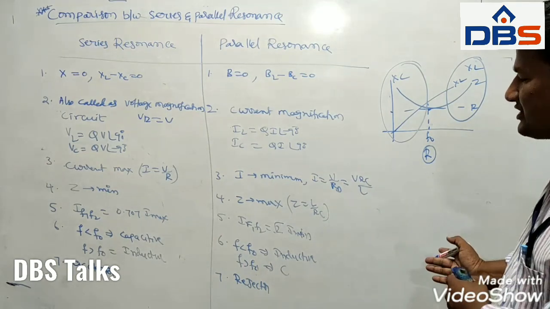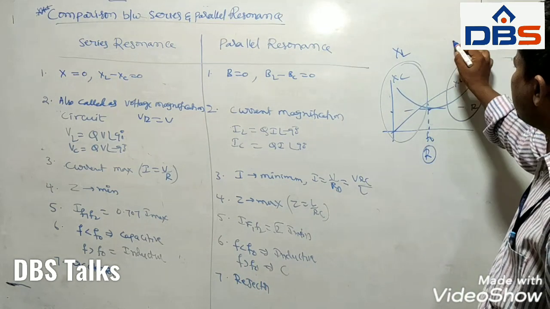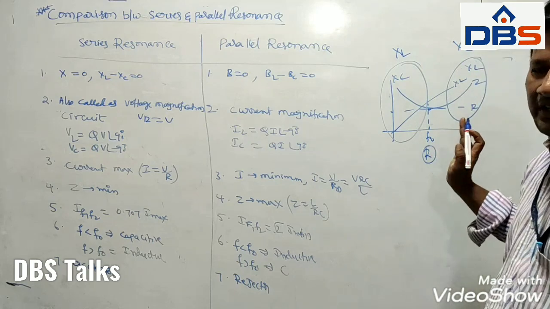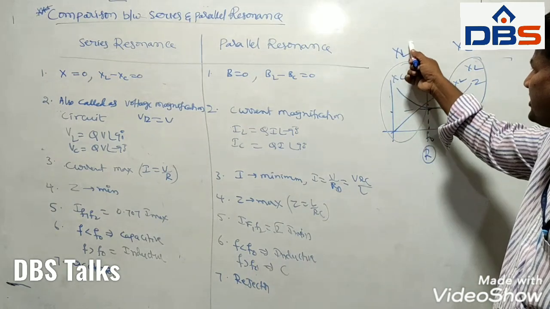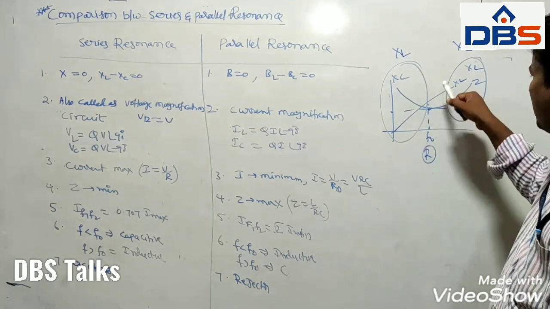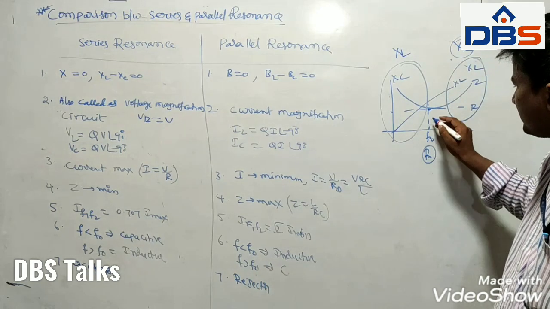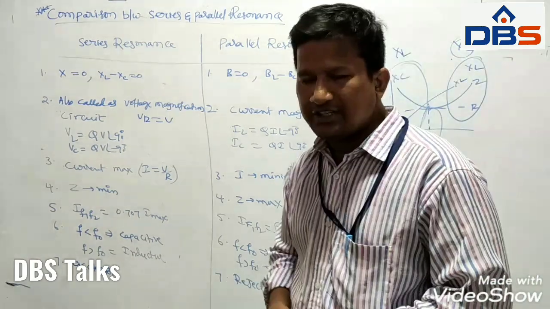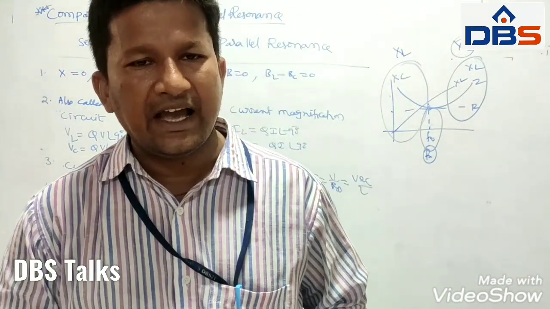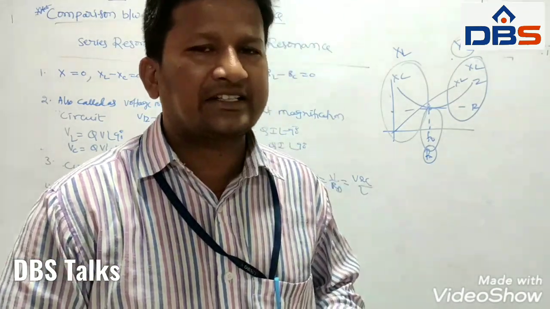Coming to the parallel resonance circuit, the exact difference. It may act as inductor, it may act as capacitor. This may be equal to resistance. That means below resonant frequency, circuit behaves as an inductor circuit, whereas above resonant frequency, circuit behaves as a capacitor circuit. At resonant frequency, it may be resistor circuit. And the last difference is series resonant circuit is also called as acceptor circuit, whereas parallel resonant circuit is also called as rejector circuit.